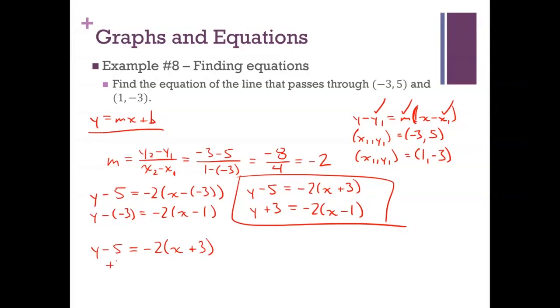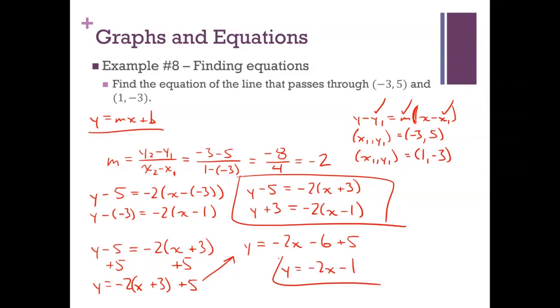So yeah, we'd like to isolate y. So y equals negative 2 times (x plus 3), plus 5. So y is isolated. We have some simplification that has to happen on the right-hand side. So y equals negative 2x minus 6 plus 5. So y equals negative 2x minus 1. So now we have basically 3 different equations that all describe the same line. If you were to graph all 3 of those, you get the same thing.